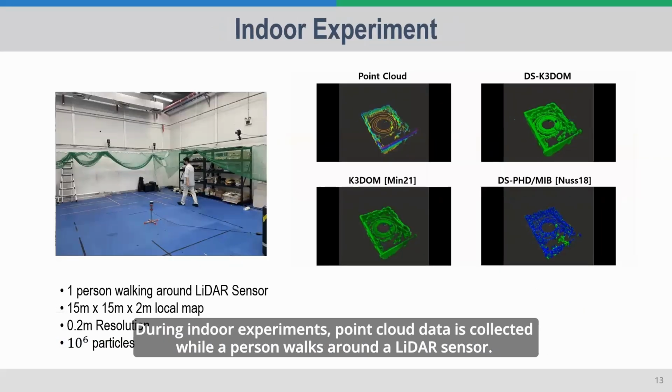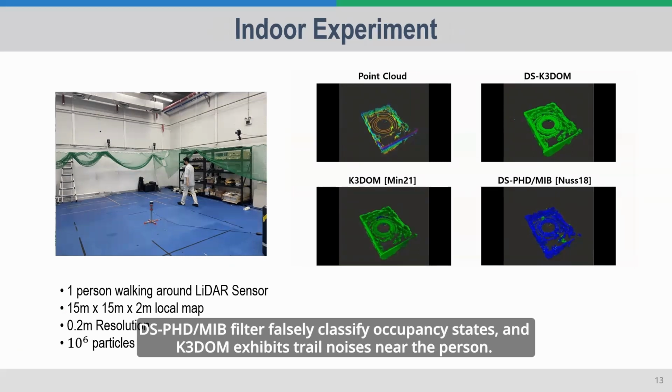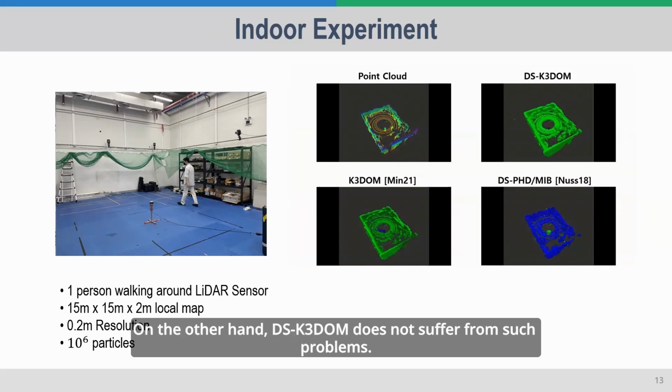During indoor experiments, point cloud data is collected while a person walks around the lidar sensors. The DSPHD-MIB filter poorly classifies occupancy states, and K3-DOM exhibits trail noises near the person. On the other hand, DSK3-DOM does not suffer from such problems.